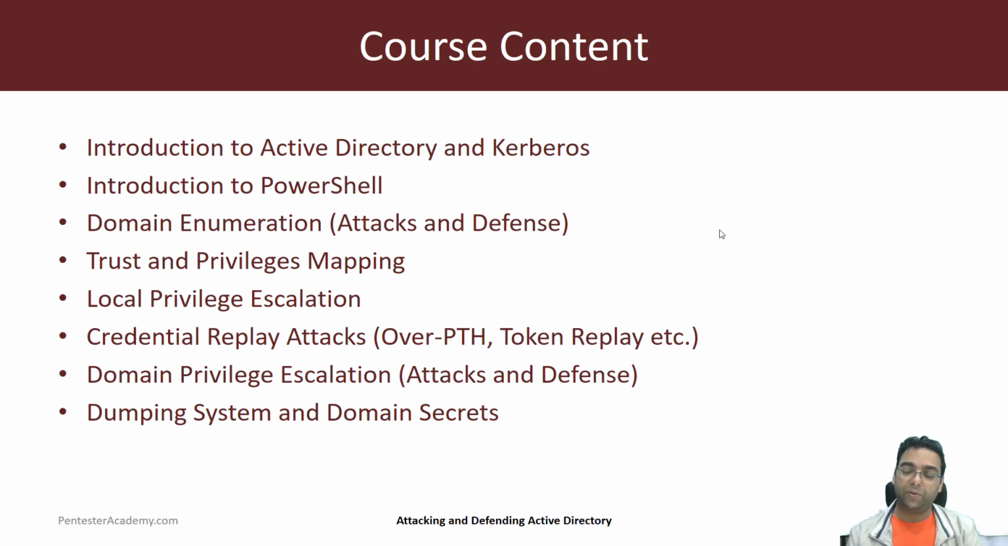Then we'll move on to local privilege escalation. How do we escalate privileges locally? How do we escalate privileges or hunt for local administrator privileges on other machines? We'll have a look at different methods for this. Once we are done with that, we will have a look at credential replay attacks, how we can use overpass the hash, etc. Then we go for domain privilege escalation using multiple methods. Both attacks and defense for it would be discussed. Then we go for extracting secrets from the domain and the local machines once we have escalated privileges.